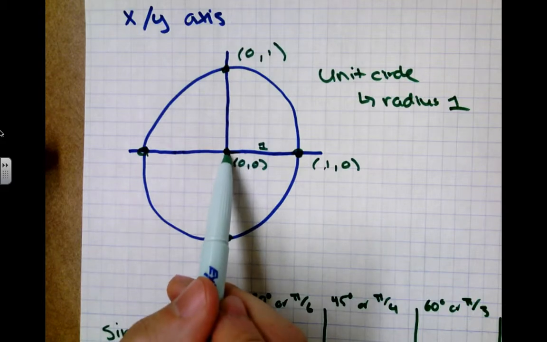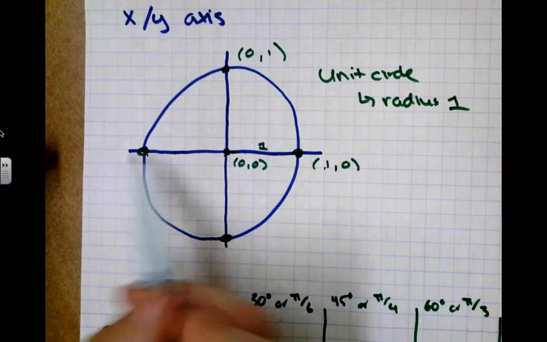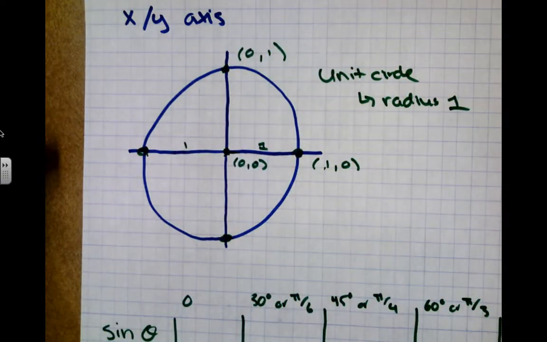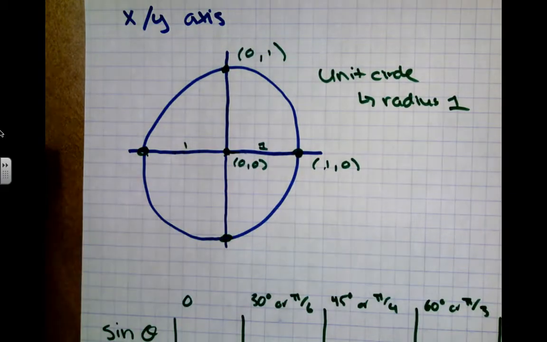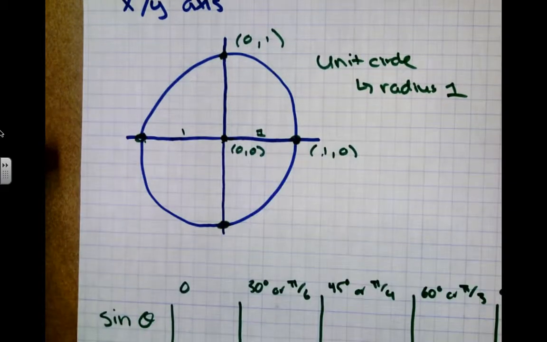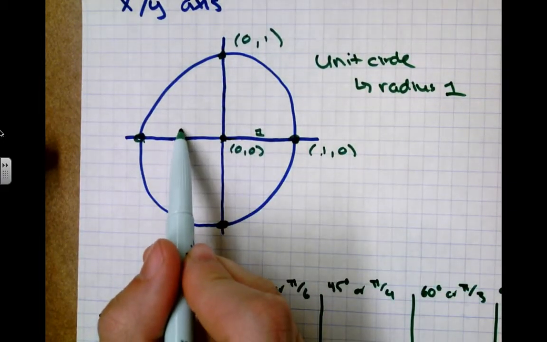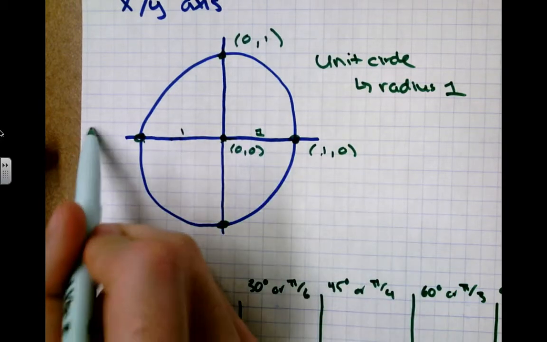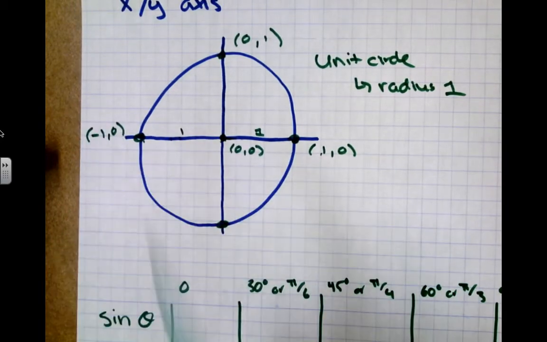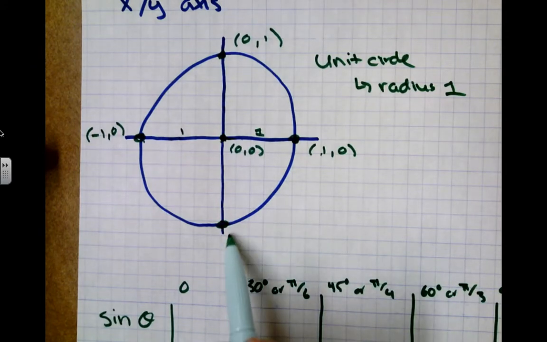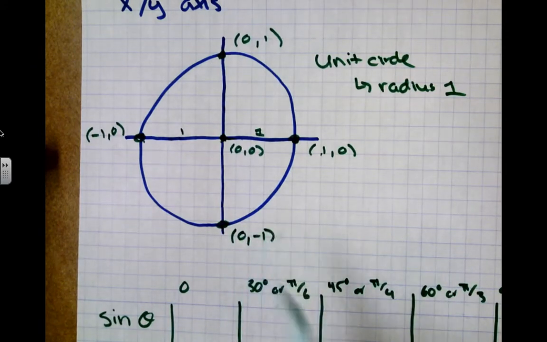This point, starting at 0, 0, I go 1 to the left. So although our radius is still 1, sorry about that, little power outage. Even though our radius is still 1, we're going in the negative x direction, so what this point should end up being is negative 1 comma 0. And then the bottom point should end up being 0, negative 1.